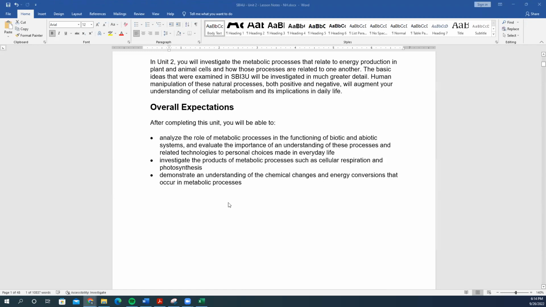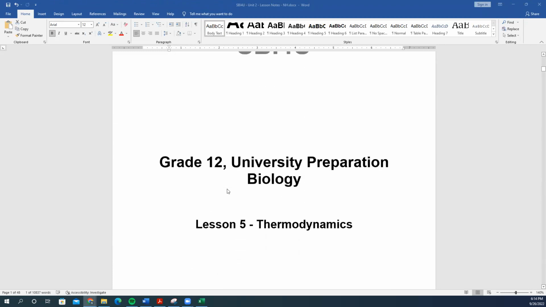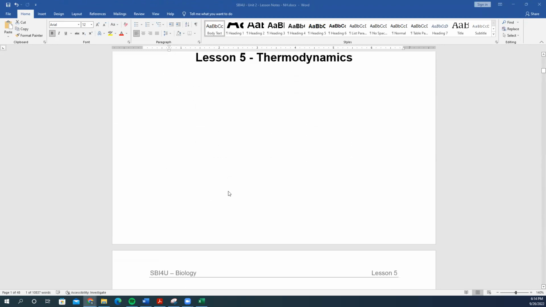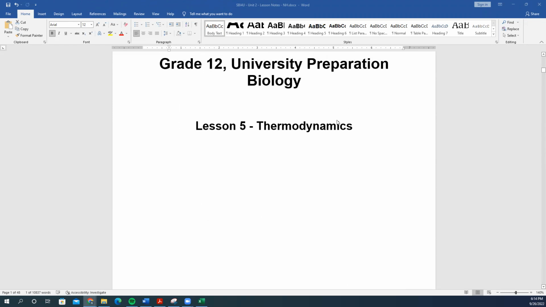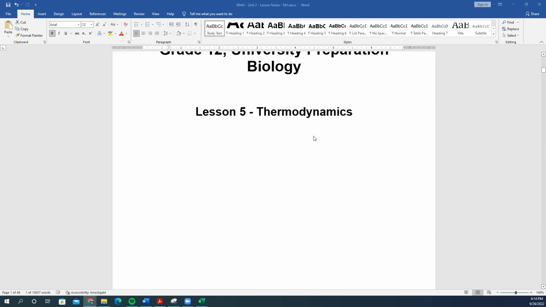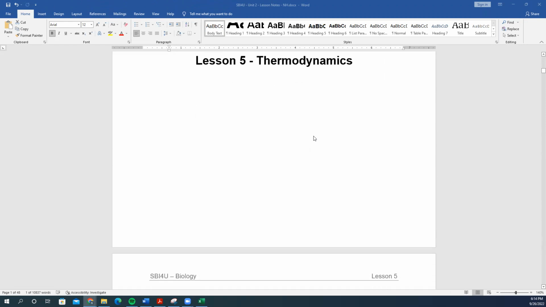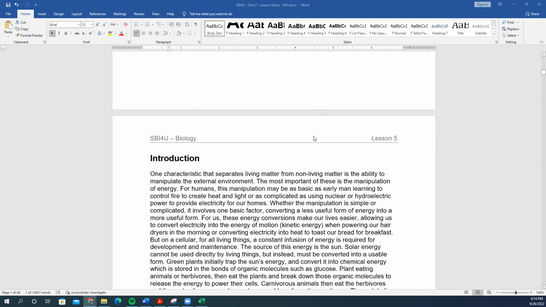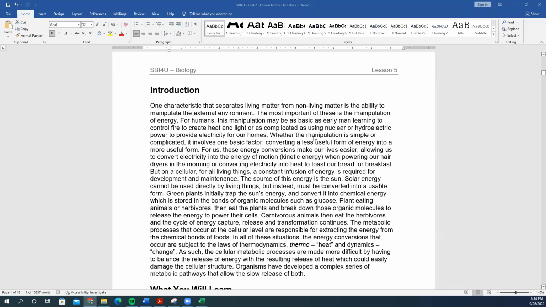And here are some expectations for after you've gone through this unit. These are the things you're going to be talking about, but especially in our first lesson of the unit, we're going to be discussing some thermodynamics. Thermodynamics is something that you should be very familiar with if you've taken a chemistry course. And obviously, there's a lot of overlap between biology and chemistry.